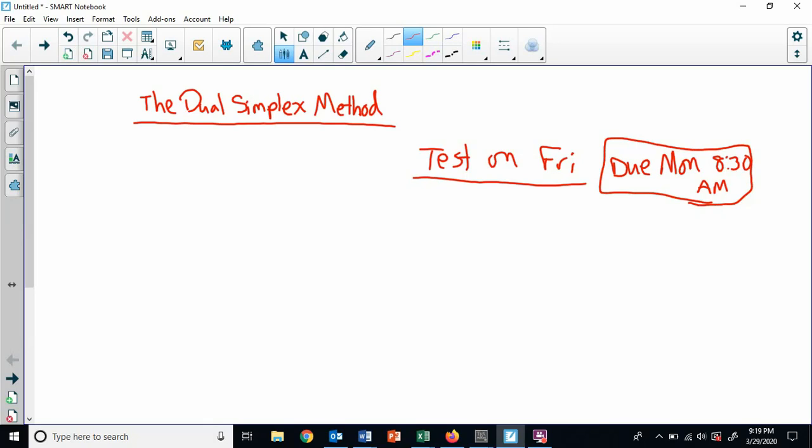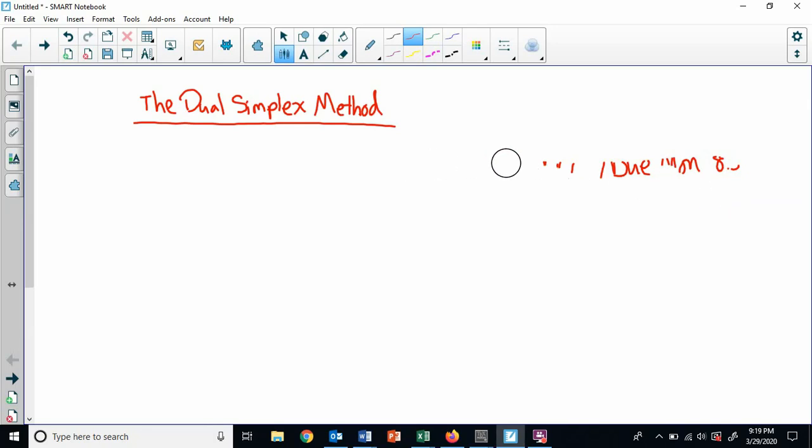I'll also give you a homework. Actually, if you're watching this, you probably have already gotten the homework. I'm going to send it right after doing this, and I want that due on Friday, and then I'll give you the answer key on Friday. Okay. Awesome. So now let's get to this dual simplex method, and let's talk about what it is.